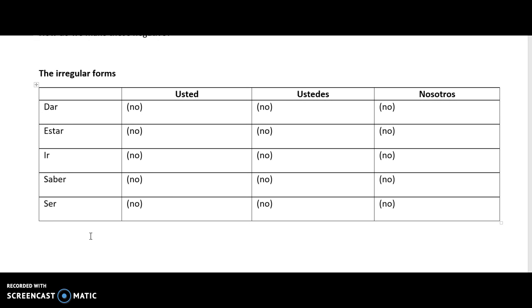So remember, if you conjugate to yo and there is no O, it has to be negative. So the dar form, usted, is no dé with an accent mark. Ustedes, no den. Nosotros, no demos. Estar, usted esté. Ustedes estén, nosotros estemos. So we have accent marks in the usted and ustedes, but not in the nosotros.